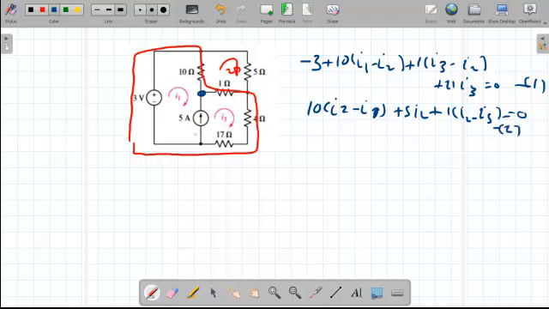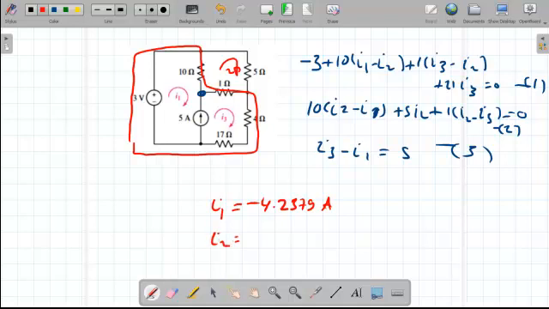The third one, as you can see, I3 minus I1 equals 5. So after we solve these three equations, you will get I1 equals minus 4.2379 amp, I2 equals minus 0.601 amp, and I3 equals 0.7621.